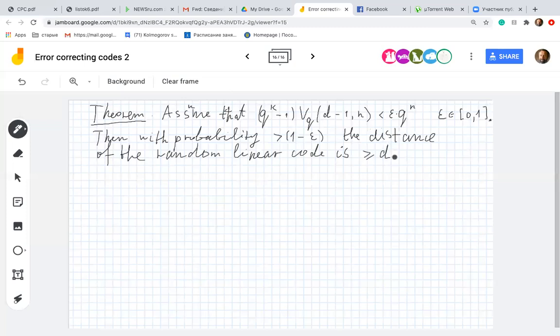So we assume the same inequality as in the Gilbert bound, but a little bit stronger. So in the Gilbert bound, in the right-hand side of the inequality, we have q to the n. Now we assume that the inequality holds in a stronger form. It is less than q to the n times some epsilon. The less epsilon is, the larger will be the probability that the distance is at least d.